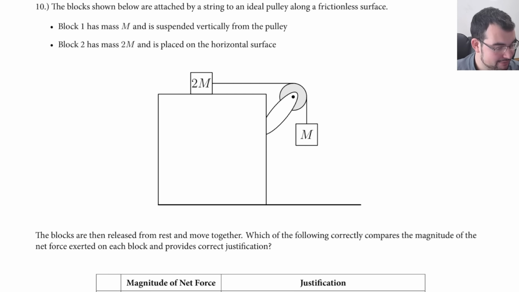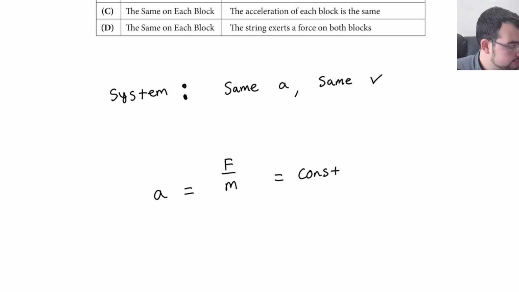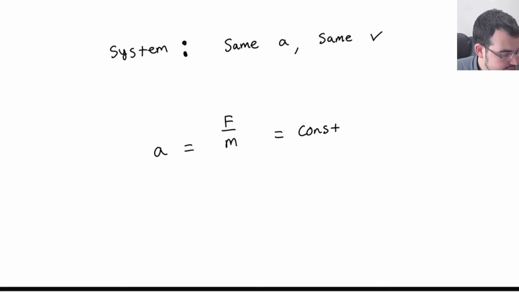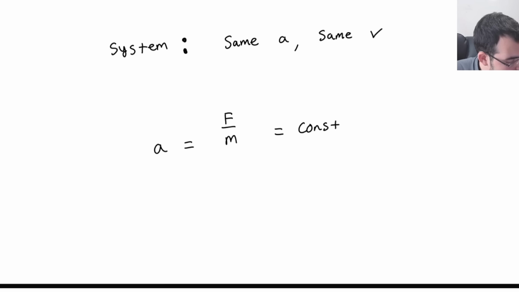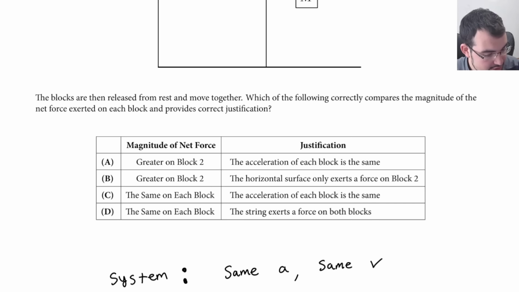And then we just look at the net force. So we know that the acceleration, which is equal to F over M for any given object, must be the same. So what that means is that since F over M is equal to a constant, if block 2 has a larger mass, there must also be a larger force exerted on block 2 to give it that same acceleration. So that would be answer choice C.